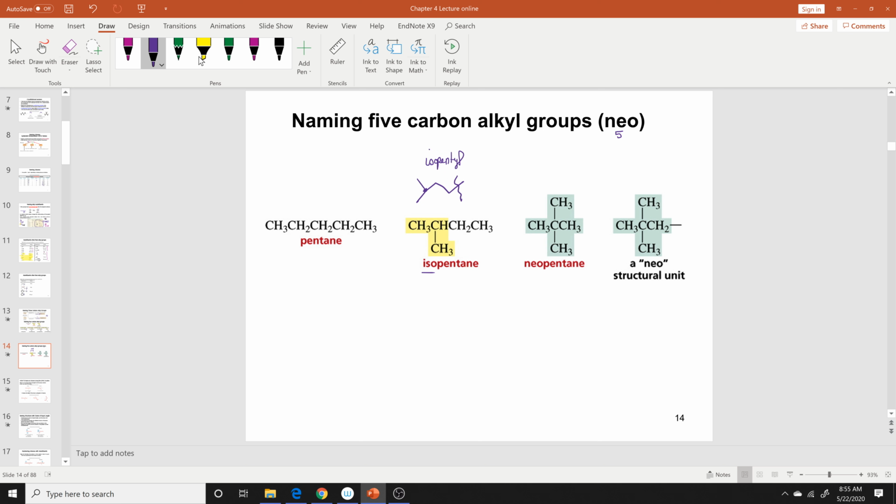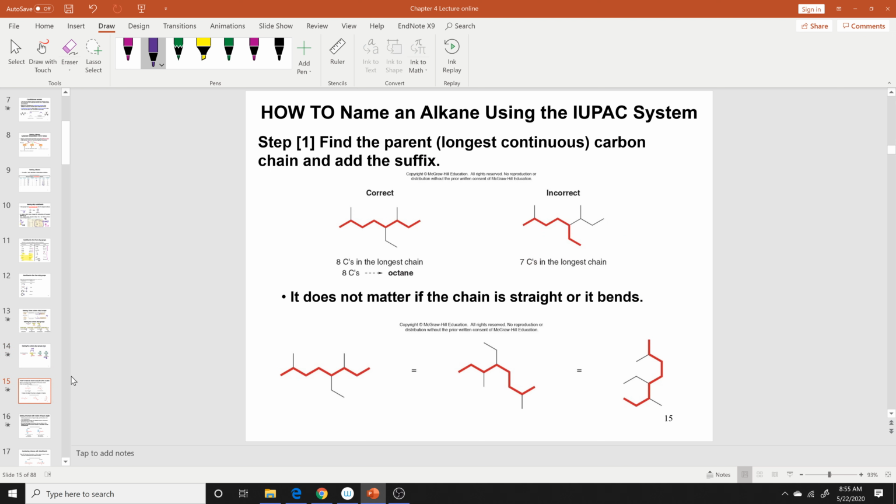Neo is whenever you have a carbon in the center surrounded by 4 carbons. So if that is connected to a long chain, you drop the A and E and you name it as a YL. So it's going to be a neopentyl. A YL means that the structure is a substituent of the long chain. So let's start with the rules of how to name alkanes.